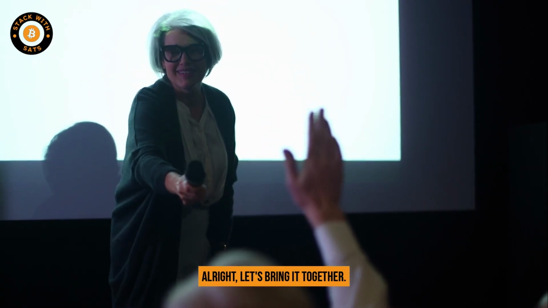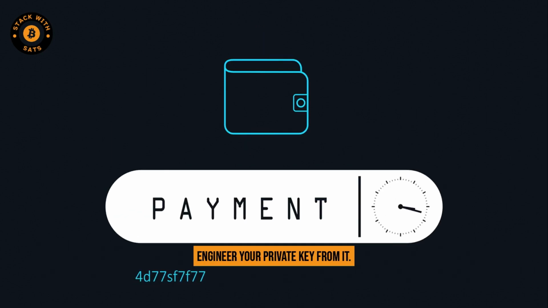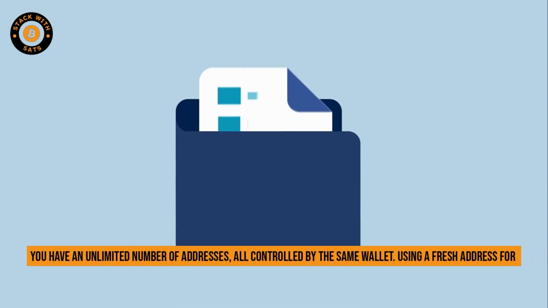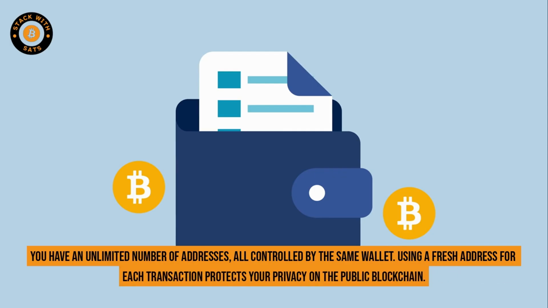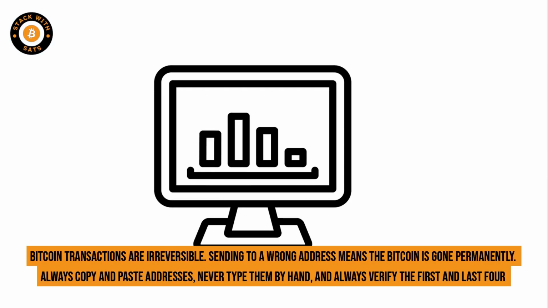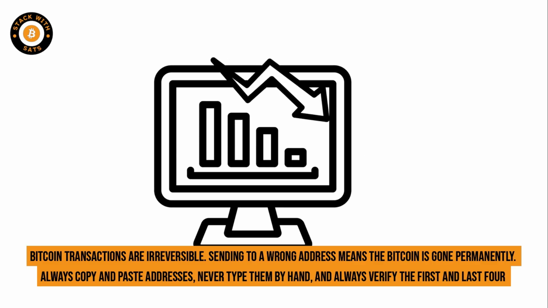Alright, let's bring it together. A Bitcoin address is a unique identifier, mathematically generated from your private key, that tells the network where to send Bitcoin. It's safe to share publicly. Anyone can send to it. Nobody can reverse engineer your private key from it. You have an unlimited number of addresses, all controlled by the same wallet. Using a fresh address for each transaction protects your privacy on the public blockchain. Bitcoin transactions are irreversible. Sending to a wrong address means the Bitcoin is gone permanently.